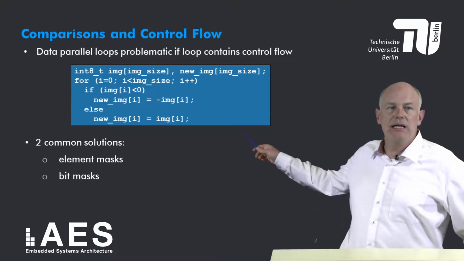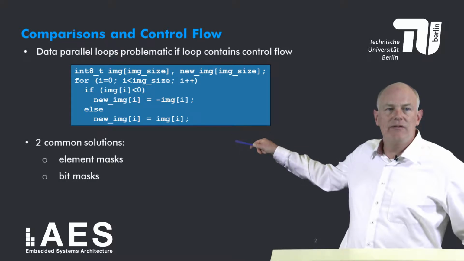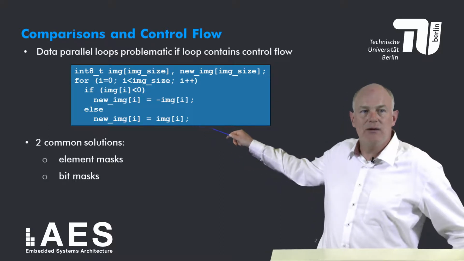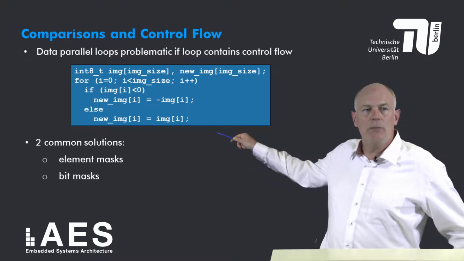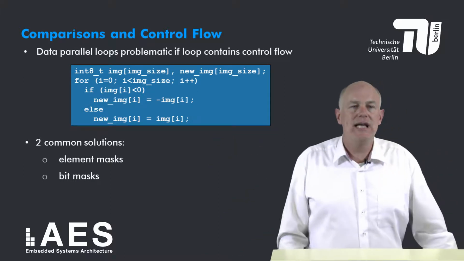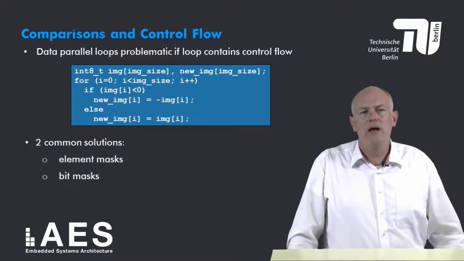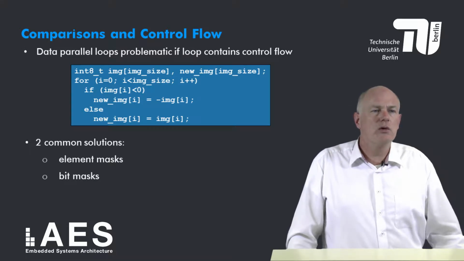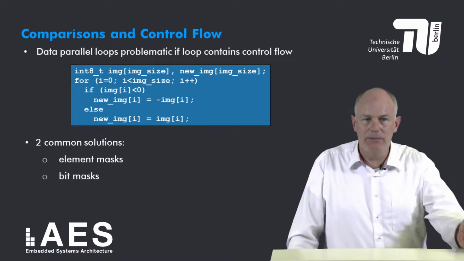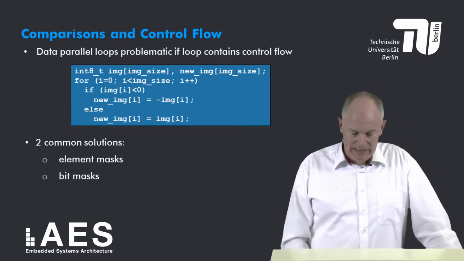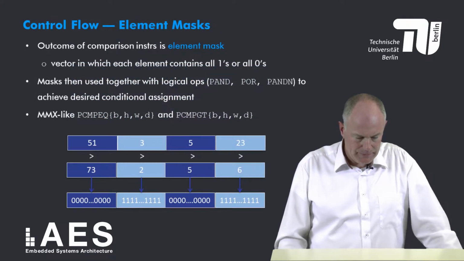Here's a very simple example that implements the absolute value of image pixels. If the image value is less than 0, then the new image I will become minus I, else the new image I stays I. How do we deal with this? There are two common solutions. Either we make element masks or bit masks, and both have their advantages and drawbacks.